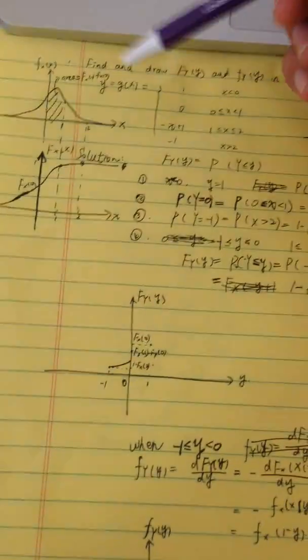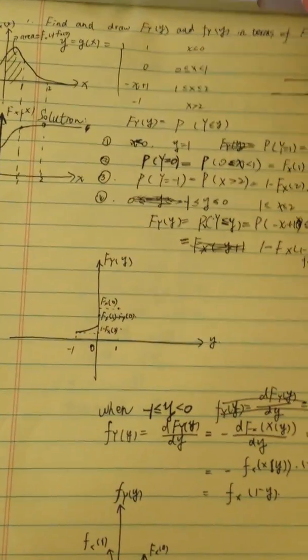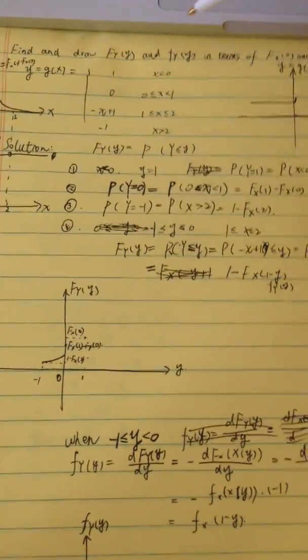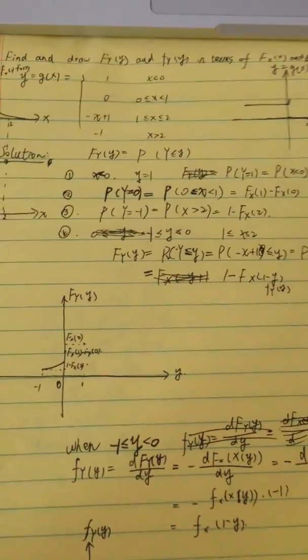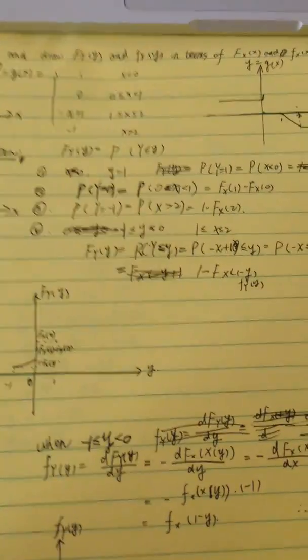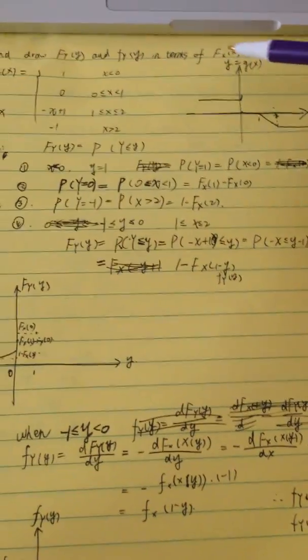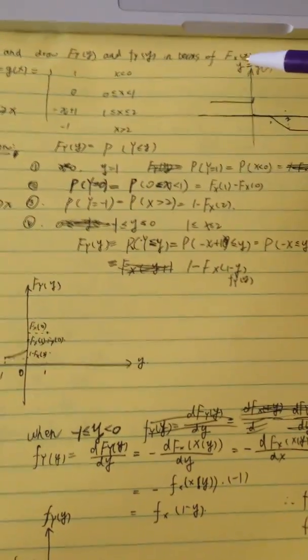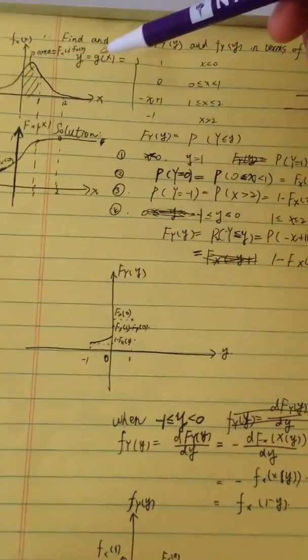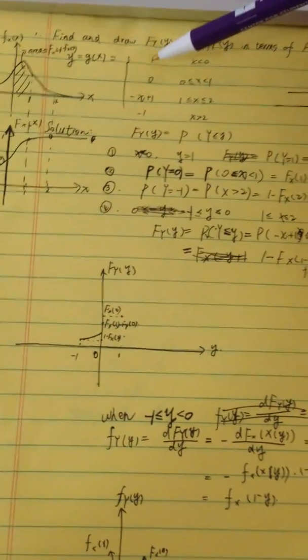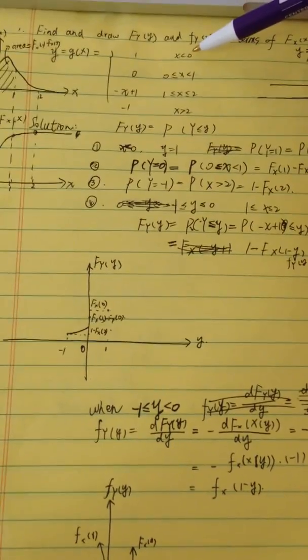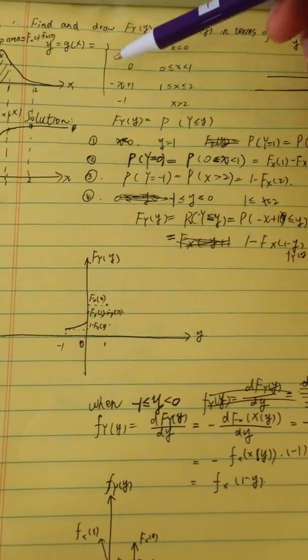Okay, for the first question, we need to find the density function fY(y) in terms of the density function fX(x) and the distribution function FX(x). What we know is g(x), which is defined like this.